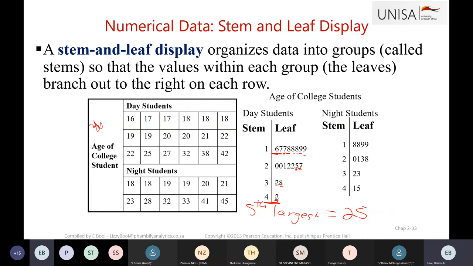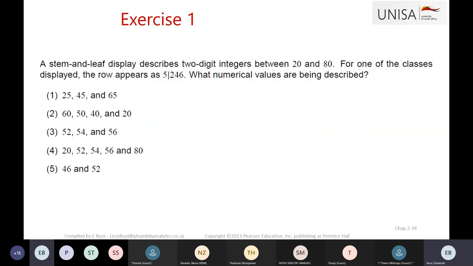But when we do the exercises, we will do more so that you can learn how to use your stem and leaf to answer some of the exam questions.